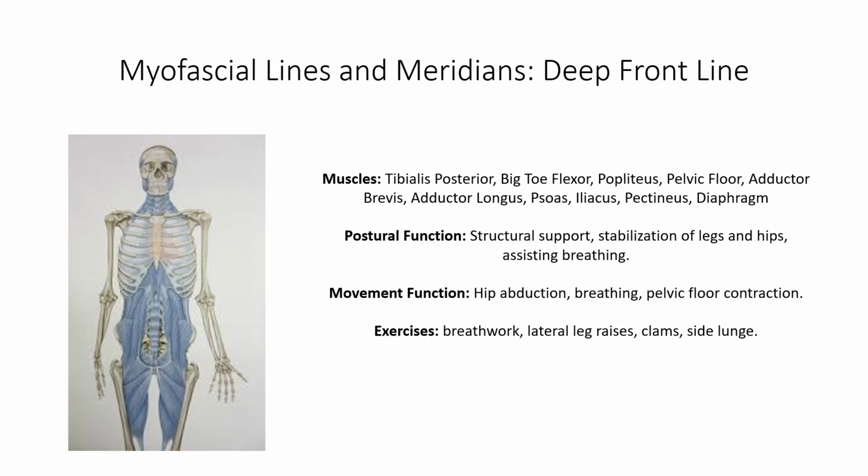Okay, so we have the deep front line. It's the final one we're going to look into. So as the clue says, it's deeper, it's not superficial, it's underneath. And this includes the tibialis posterior, big toe flexor, popliteus, pelvic floor group, the adductor brevis, the adductor longus, the psoas, the iliacus, the pectineus, and the diaphragm, all highlighted here.